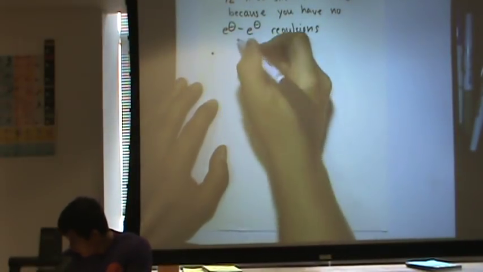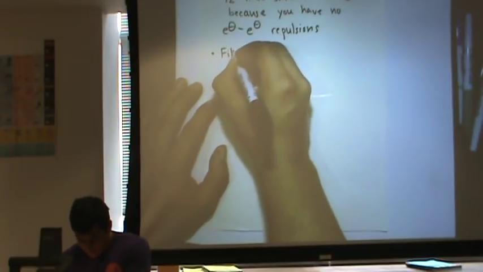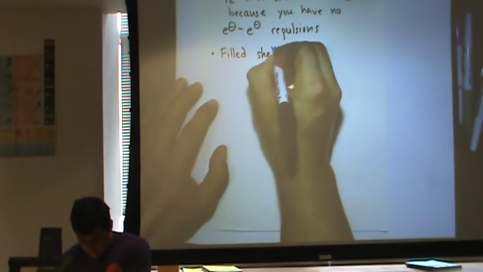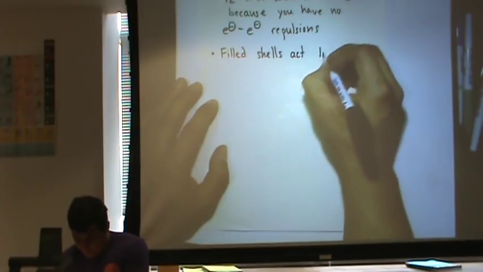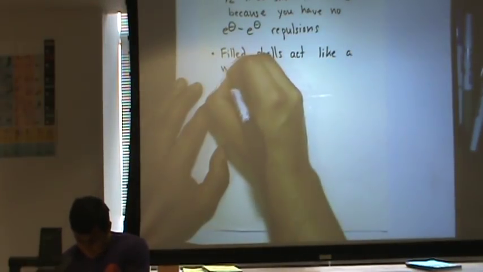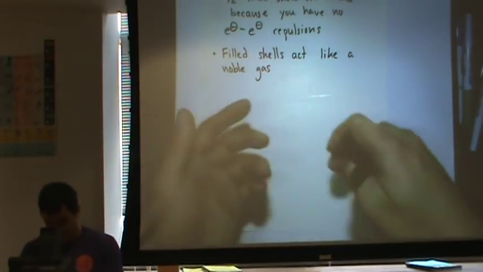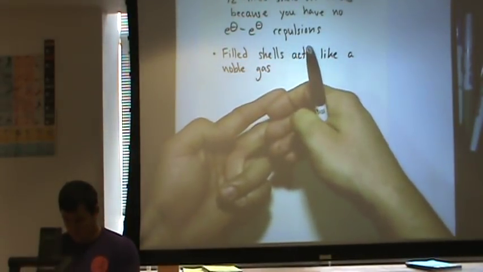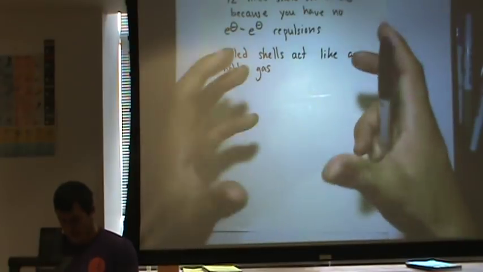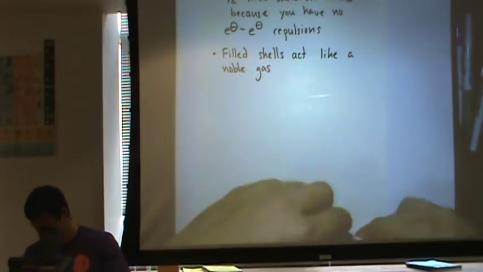And then finally, filled shells act like a noble gas. So whenever you have an atom that fills up its p orbitals, fills up its d orbitals, it's going to have some noble gas character. It's going to be stable. So it looks like that.